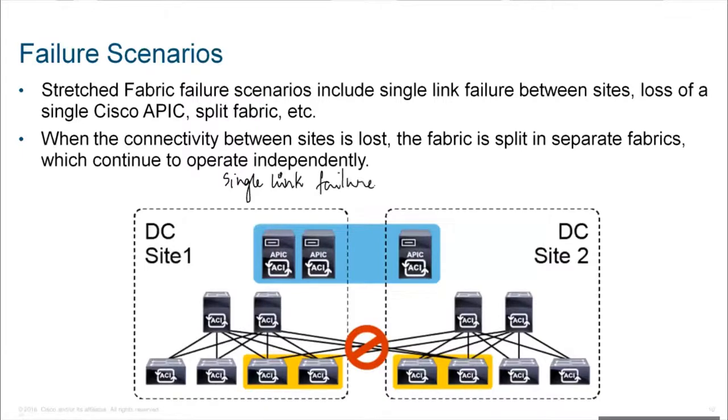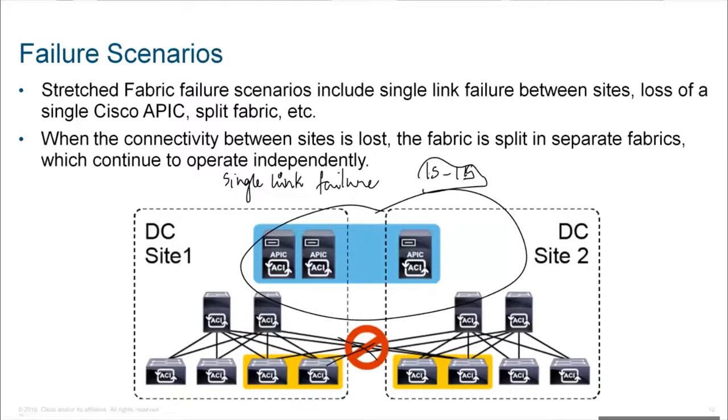Well, luckily for us, ISIS is running here. That's the protocol which creates the routing table between the VTEPs, which is a very, very crucial underlay protocol. If it's a single link, as long as you have multiple links, ISIS is going to work fine. It's going to automatically recalculate a better path or whatever available path. So that would be fine if it's a single link failure.